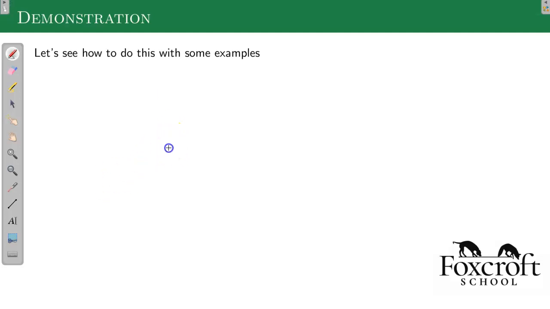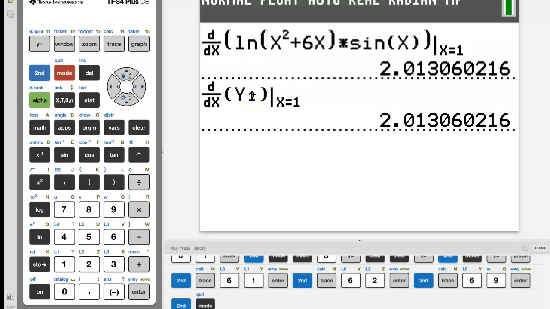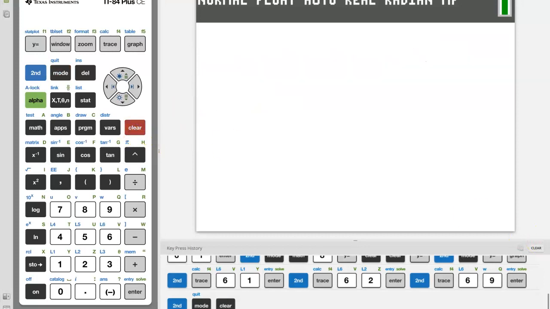All right, so let's see what we mean. Let's just use the function we had from our previous video, the natural log of x squared plus 6x times sine of x. This is a derivative you could take by hand, but if it's on the test in the calculator section, make the calculator do all the work. All right, so let's go over to our calculator. Let's clear the stuff from the previous one.